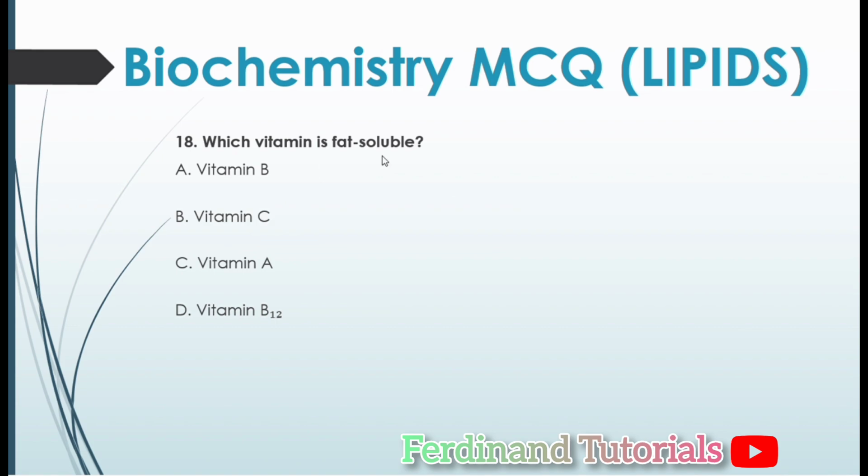Which vitamin is fat soluble? Is it vitamin B? Is it vitamin C? Is it vitamin A? Is it vitamin B12? We're talking about fat soluble vitamins. Fat soluble vitamins are vitamins that are soluble in fat and insoluble in water. There are 4 of them. You can remember them with the acronym ADEK, A-D-E-K. So we have vitamin A, vitamin D, vitamin E, and vitamin K. So option C is the correct answer.